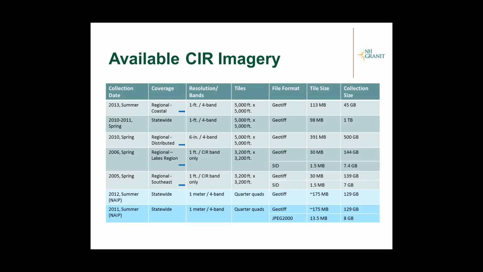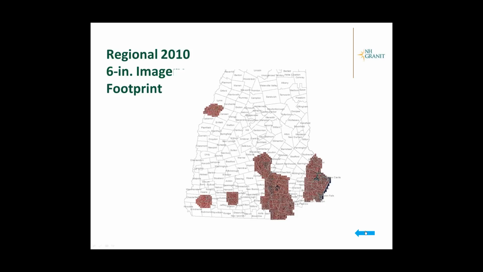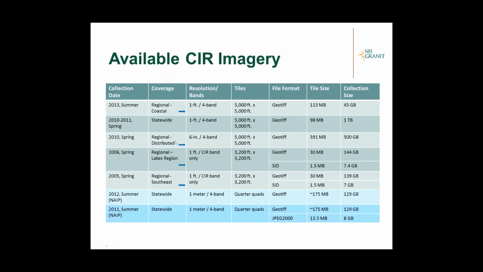And then we go through, we have some 6-inch imagery that was collected in the spring of 2010, and it's available for scattered areas in the state. I can actually show you where that's available. So you get a sense it's not in a contiguous area, but as I said, it's distributed across the state. So that's 6-inch, but also 4-band imagery.